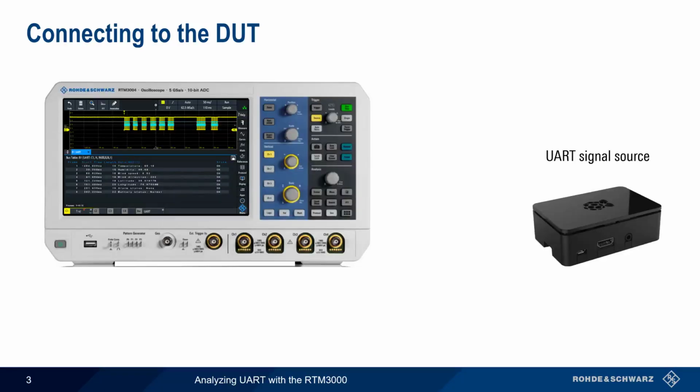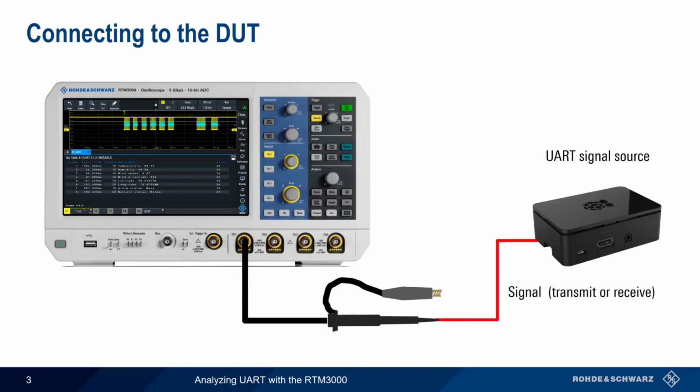We'll start by describing the physical connections to the RTM. The UART serial protocol uses separate wires for transmit and for receive. Each direction of the UART connection requires a separate channel and passive probe. In this presentation, we'll only demonstrate the setup for a single direction. Remember that in addition to connecting our probe tip to the UART transmit or receive conductor, we also need a shared ground connection.